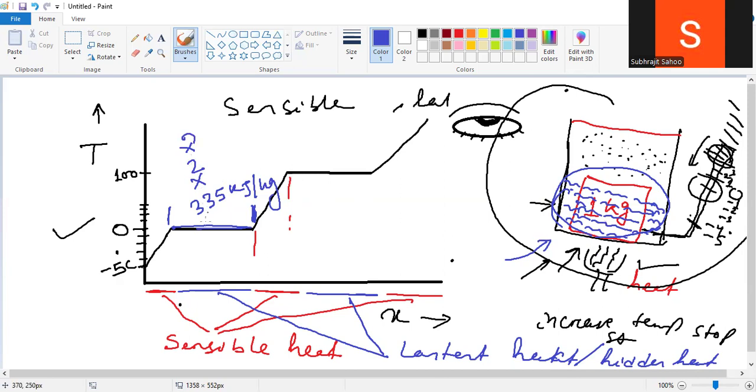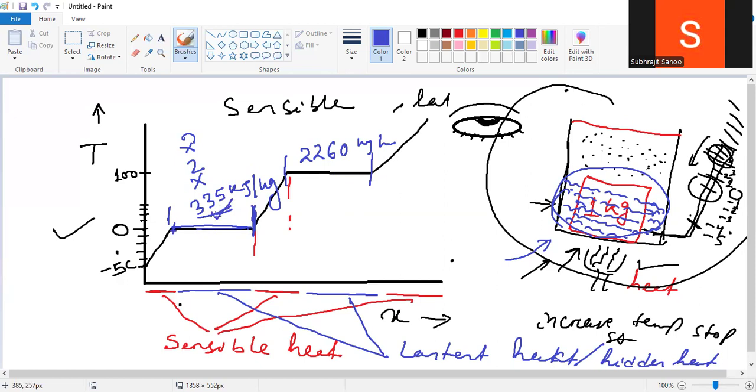Observe, for this latent heat period up to here, heat is continuously added, but temperature does not change. So how much heat is added during that period? 335 kilojoule per kg. Similarly, in this period also the temperature does not change. This is also latent heat. So how much heat is added here? 2260 kilojoule per kg.